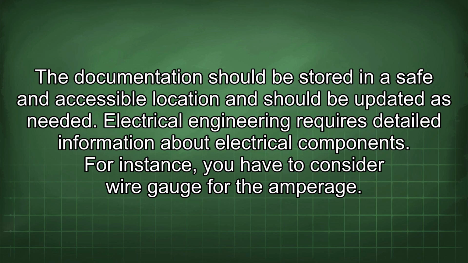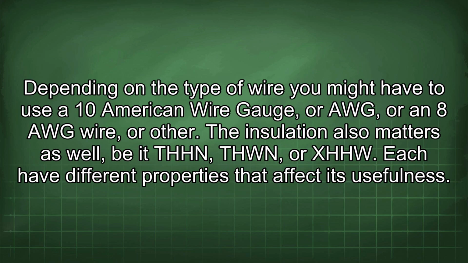Electrical engineering requires detailed information about electrical components. For instance, you have to consider wire gauge for the amperage. Depending on the type of wire, you might have to use a 10 American wire gauge, or AWG, or an 8 AWG wire, or other. The insulation also matters, be it THHN, THWN, or XHHW. Each has different properties that affect its usefulness.